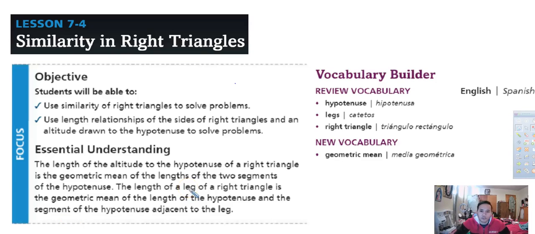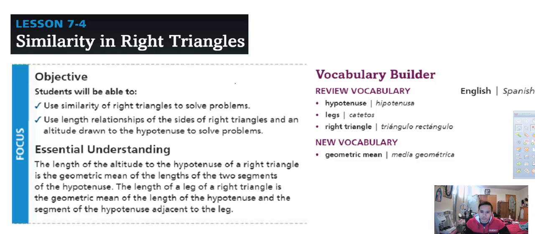In this video, we are going to discuss similarity in right triangles. Our objectives are to use similarity of right triangles to solve problems, and to use length relationships of the sides of right triangles and an altitude drawn to the hypotenuse to solve problems. We are going to be using the words hypotenuse, legs, right triangles, and also geometric mean.